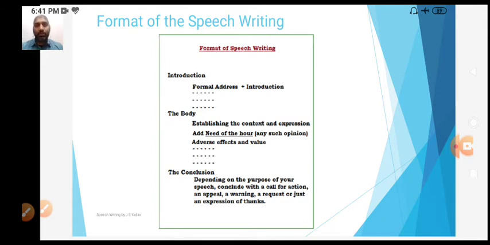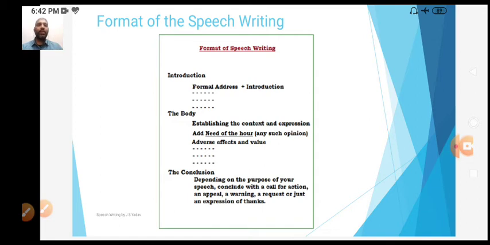Now next is format of speech writing. As we have just now discussed, what all this includes, and this should be the layout of the speech writing. While you write something, it should be the layout. Just remember that it is like this only.